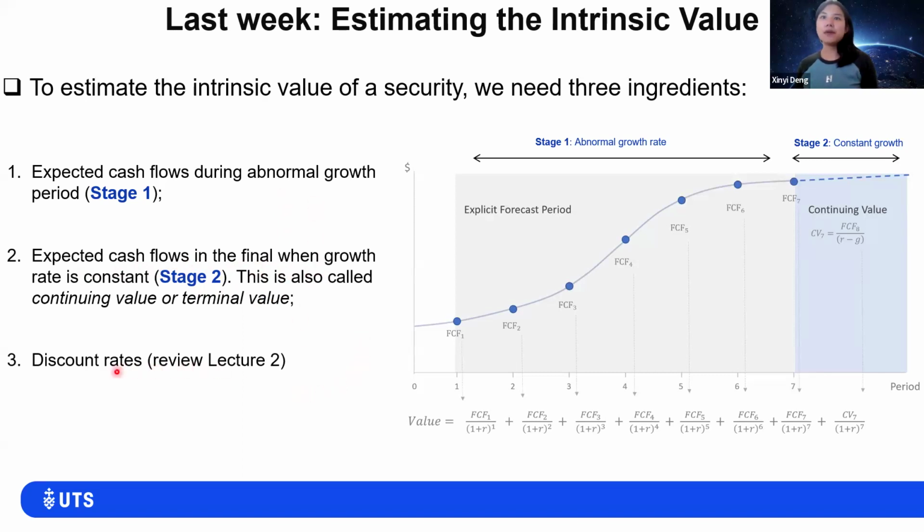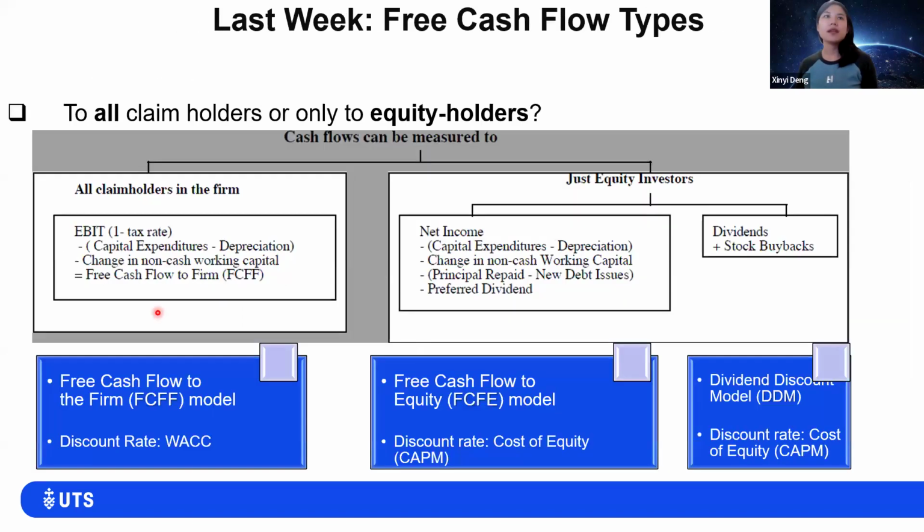And the final input is a discount rate, which we learned to calculate in lecture 2. The major discount rates are WACC, which is the cost of the entire firm's capital, or the required rate calculated by CAPM, which is the cost of equity.